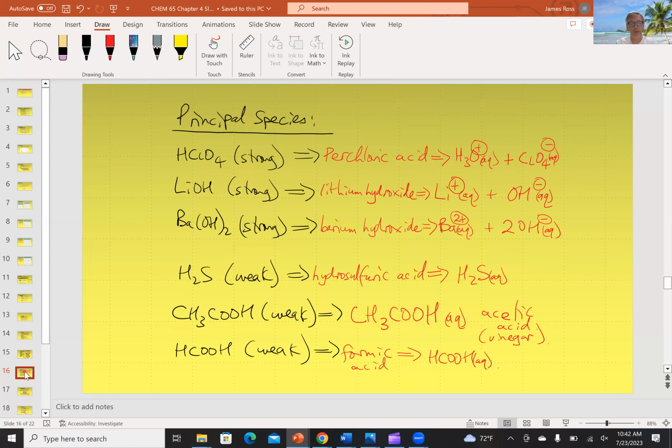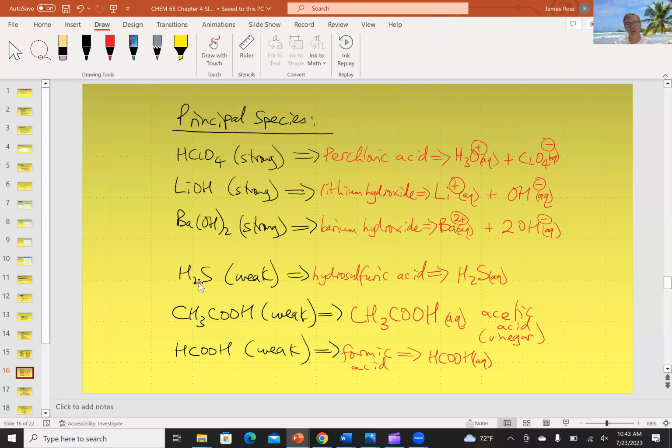Other examples of principal species, we have perchloric acid, HClO4. It's strong, so we write it as H3O plus and ClO4 minus. Lithium hydroxide is a strong base. We write it as free ions, as Li plus aqueous, OH minus aqueous. Barium hydroxide is a strong base. We write it as Ba2 plus aqueous, 2OH minus aqueous.